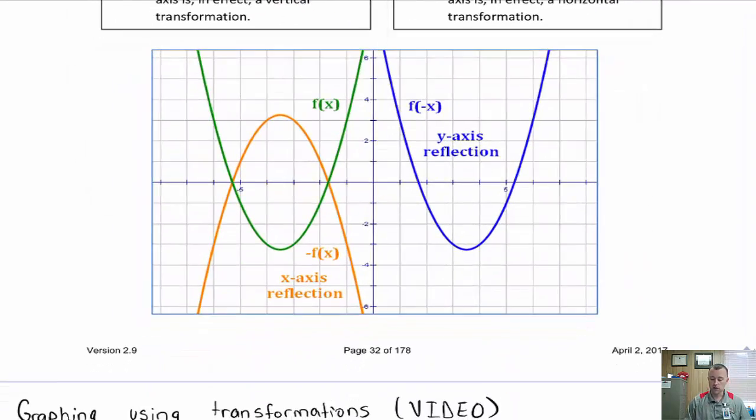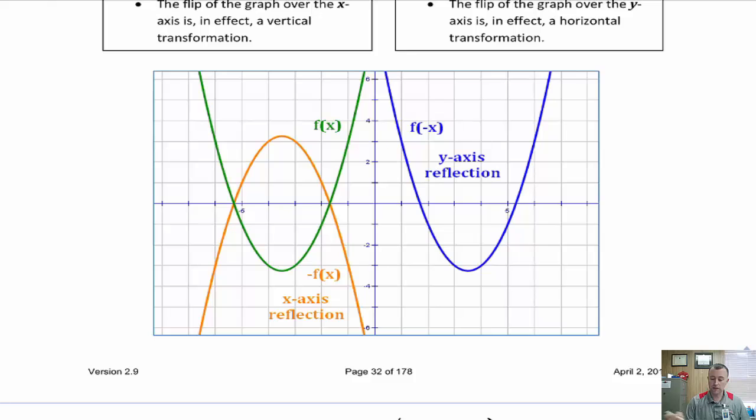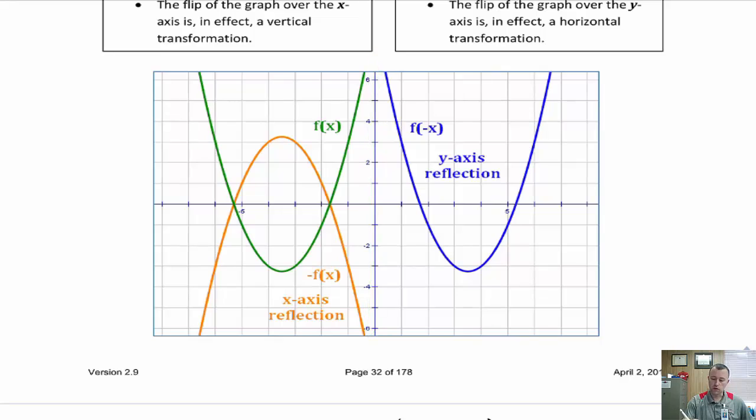So anyways, you're looking at this graph, you can kind of see your original graph is the green one. The y-axis reflection is that f of negative x. Notice it got flipped over this y-axis. Whereas if you do the reflection over the x-axis, notice that one just got put upside down and everything got flipped.